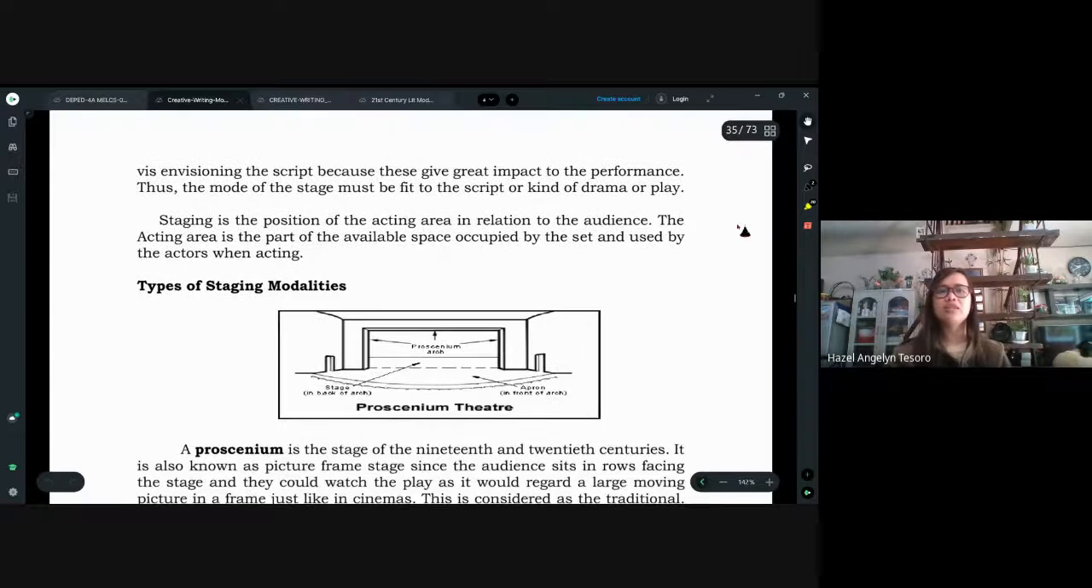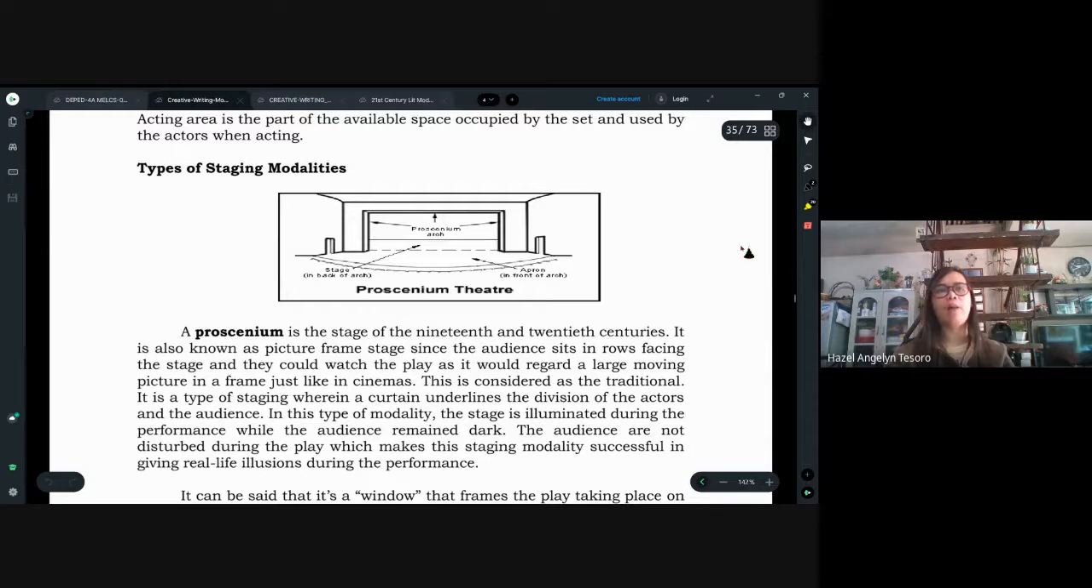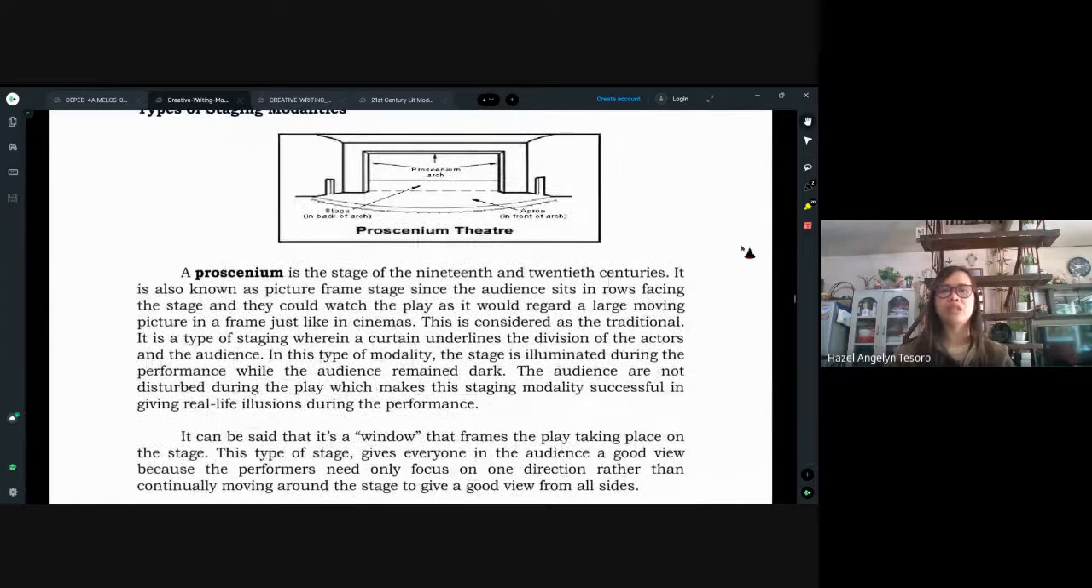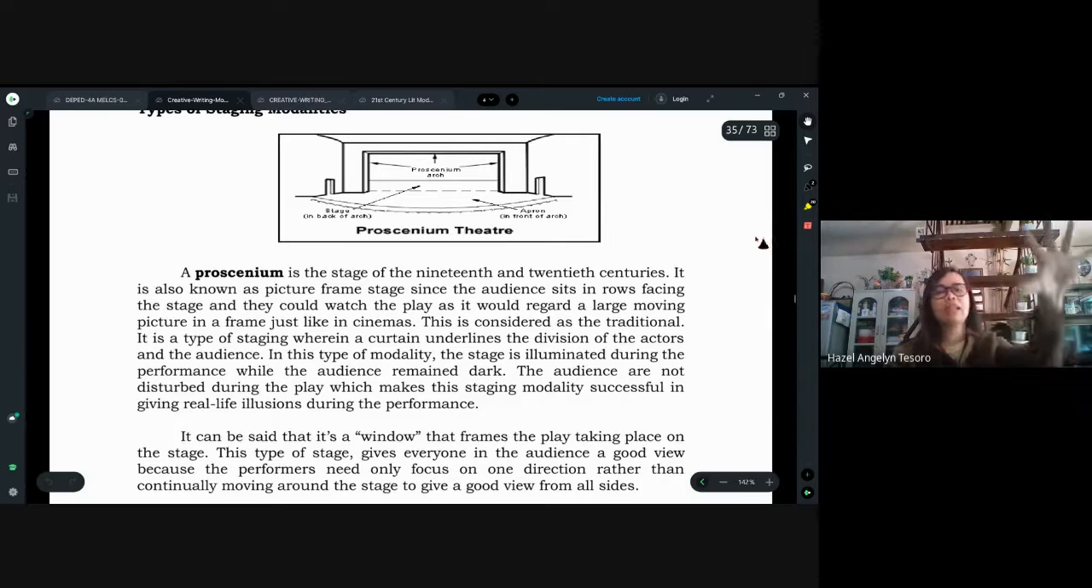So, staging is the position of the acting area in relation to the audience. The acting area is the part of the available space occupied by the set and used by the actors when acting. So, ayan, now we come into the types of staging modalities. We have the proscenium theater. A proscenium is the stage of the 19th and 20th centuries. It is also known as a picture frame stage since the audience sits in rows facing the stage and they could watch the play as they would regard a large moving picture in a frame. So para lang siyang nasa sinehan, yung usual natin na play.